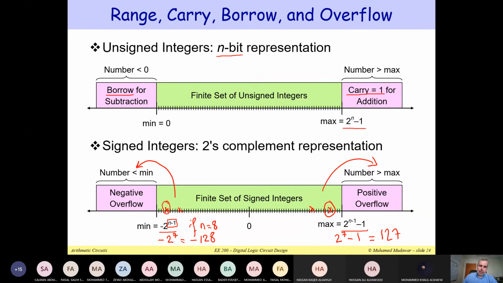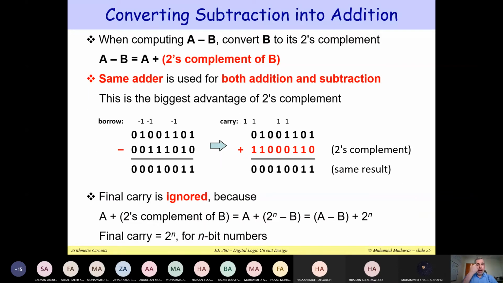Okay, right. So how about subtraction? How do you do subtraction? If you would like to compute a minus b, you can convert subtraction into addition. This is good because a minus b is equal to a plus the 2's complement of b. So we can convert subtraction into addition of the 2's complement, since minus b is the 2's complement of b. So we can use the same adder for addition and for subtraction.